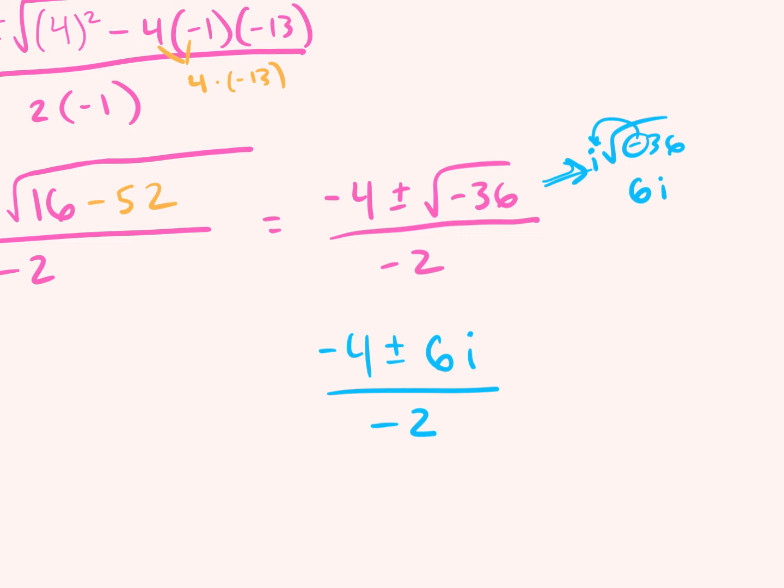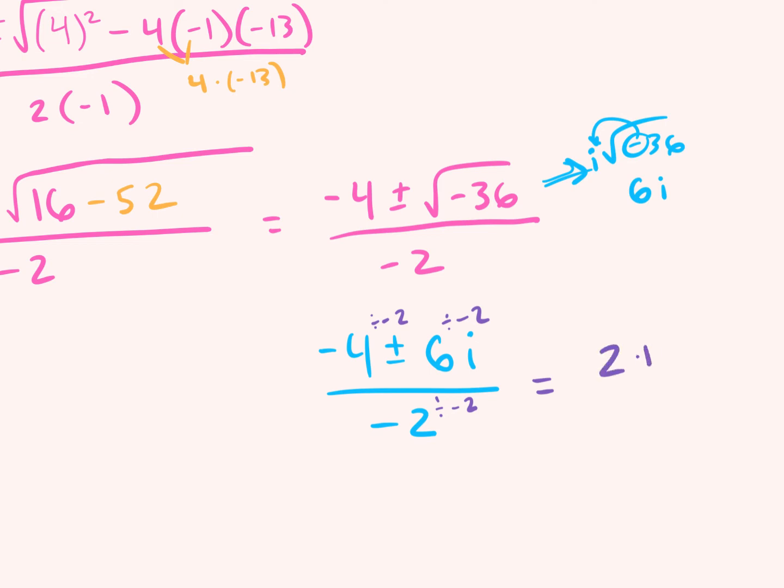Now, what do you think? Can I simplify this any more? Do all 3 of the numbers here have a greatest common factor? What would that be? 2. But even better, I can divide everything by negative 2 just to get rid of the denominator here. Because everything is divisible by 2, I can divide it all by negative 2, and that'll get rid of my denominator. So what's negative 4 divided by negative 2?